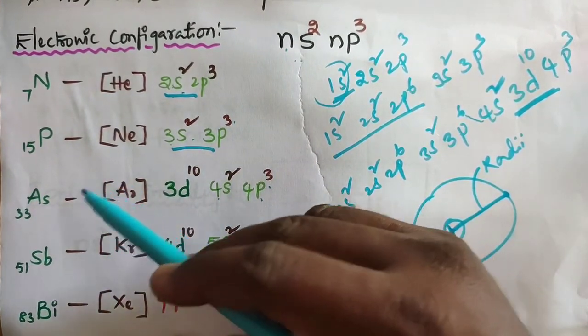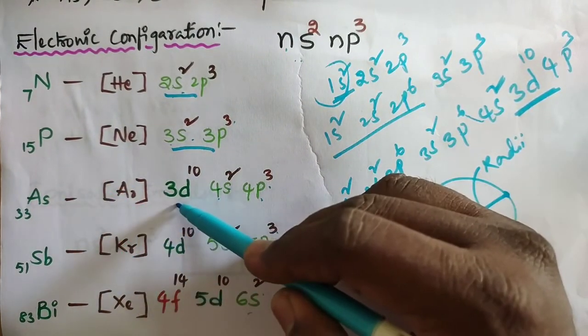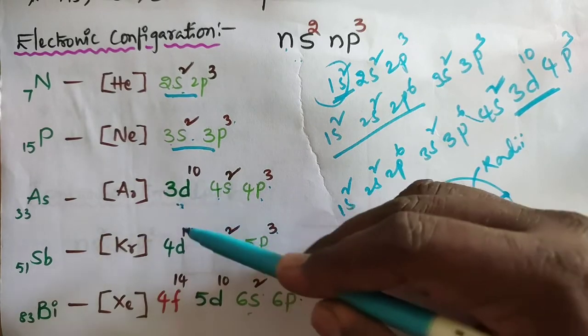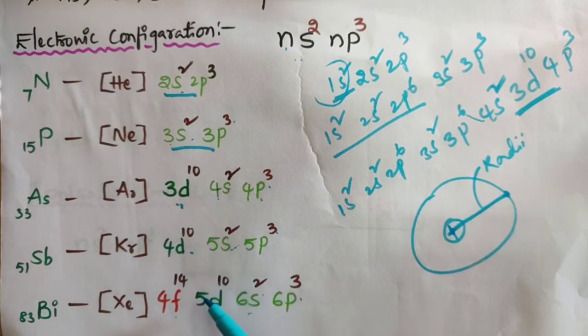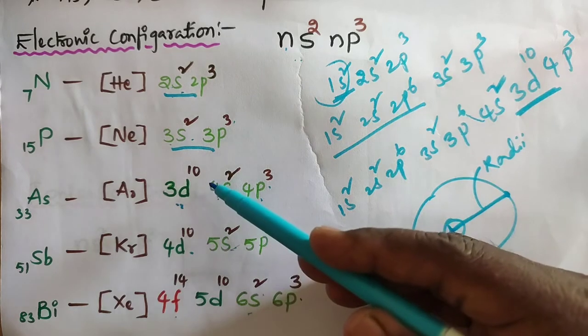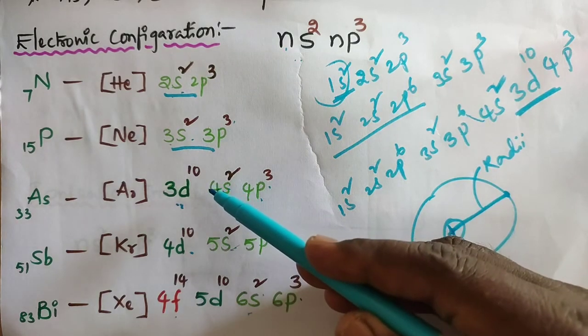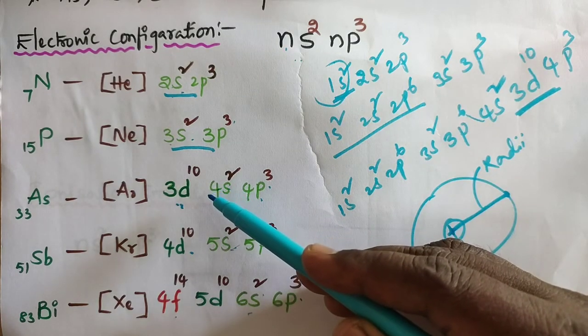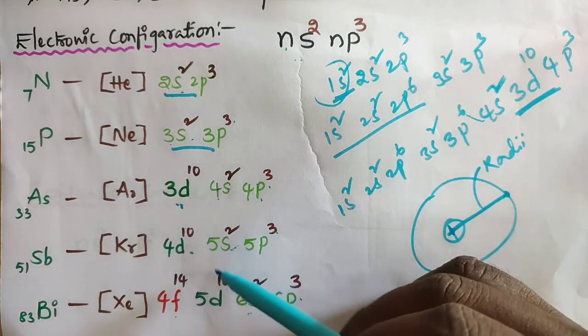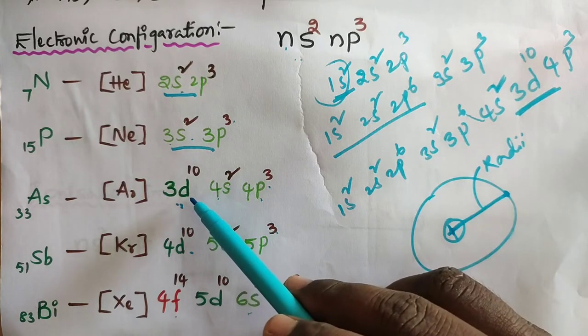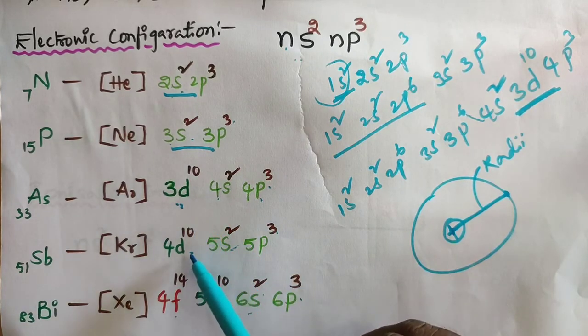That means the small increase is because of the presence of completely filled d and f orbitals: 3d10, 4d10, 4f14, 5d10. Due to the presence of completely filled electron configurations, the atomic radius or ionic radius increases slowly.